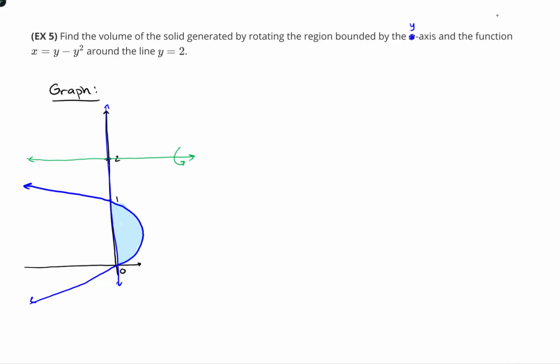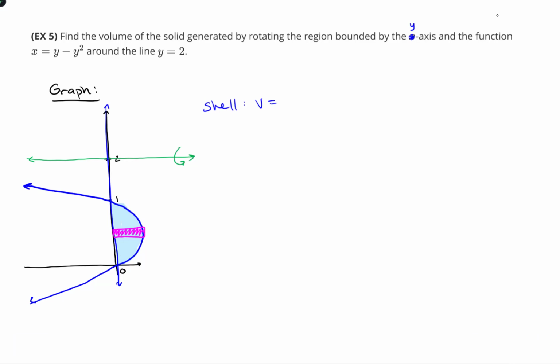So I can now choose if I want to use a vertical or a horizontal rectangle. A vertical rectangle would make me do some work here in changing this function especially into something that's y in terms of x, which is going to be really difficult to do. So I think we probably need to use a horizontal rectangle here. So we'll be integrating dy, but also that means our rectangle is parallel to the axis of rotation, so we would be using the shell method.